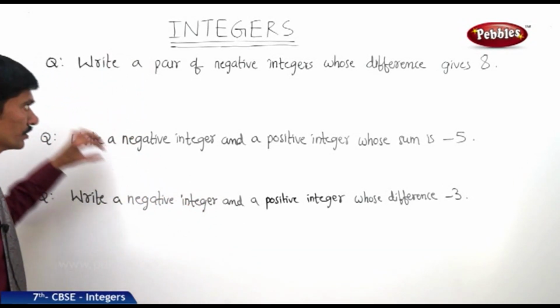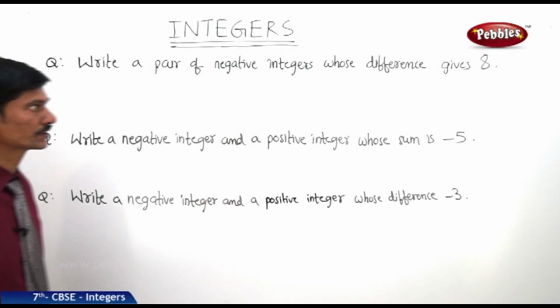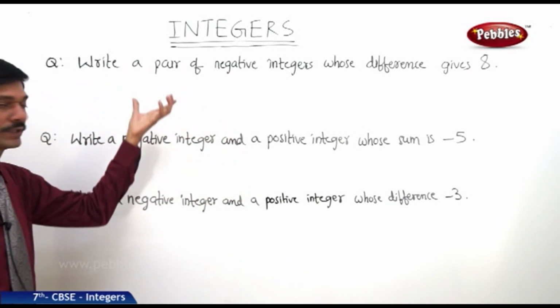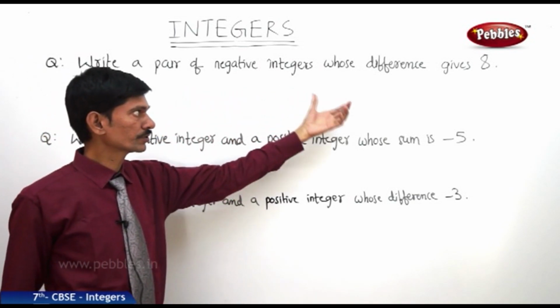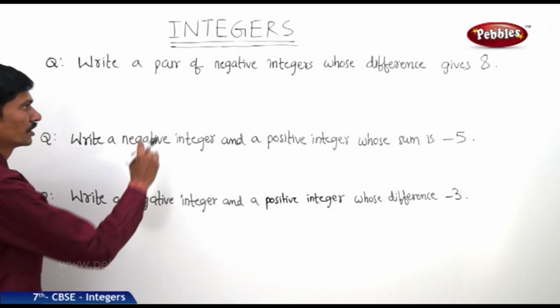Let us see the next question. Write a pair of negative integers whose difference gives 8. Means you have to write a pair of negative integers, means two integers must be negative, but their difference should be 8. So what are the two integers to give the difference 8?